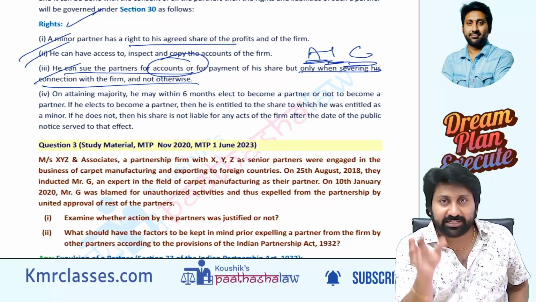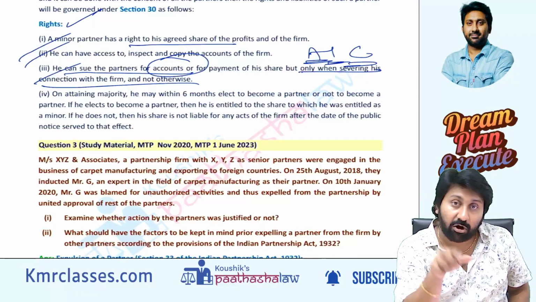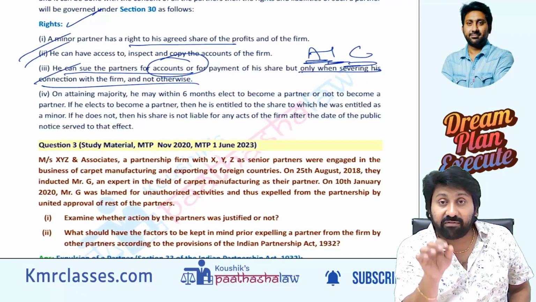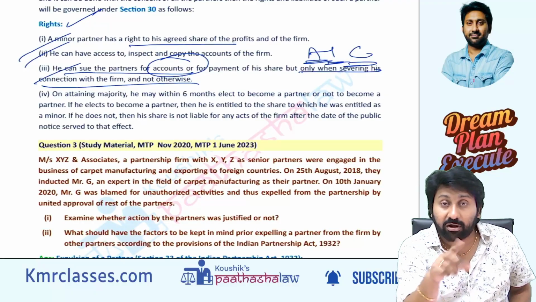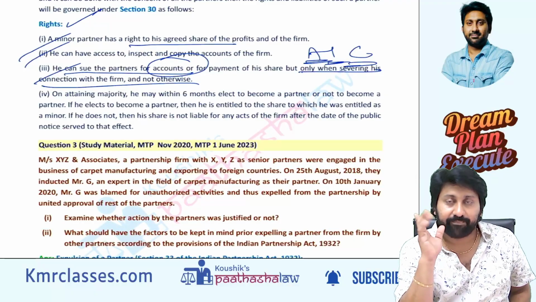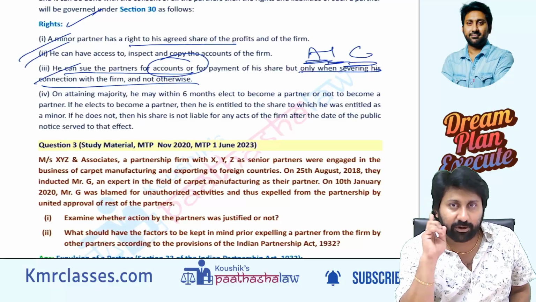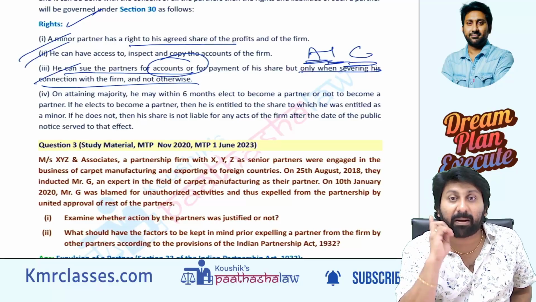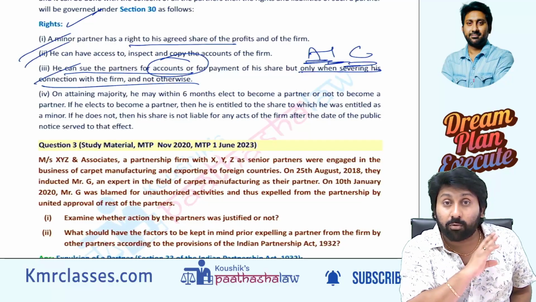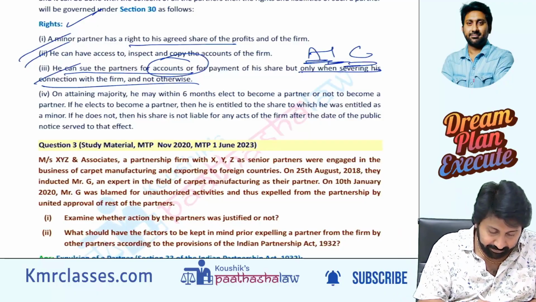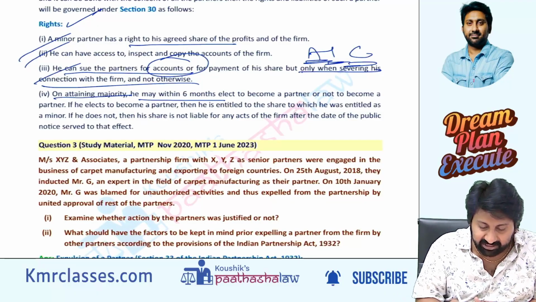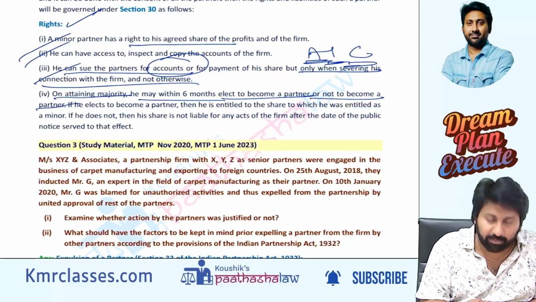Next, very, very important point. When a minor becomes a major, he does not automatically become a partner, nor does he automatically cease to be one. We give him 6 months' time to elect, to choose whether to continue or not, by giving a public notice. If he continues, very good. If he does not continue, he should give a public notice that he is no more connected with the firm. Understood the point clearly? Yeah? See, on attaining majority, he may within 6 months elect to become a partner or not to become a partner.